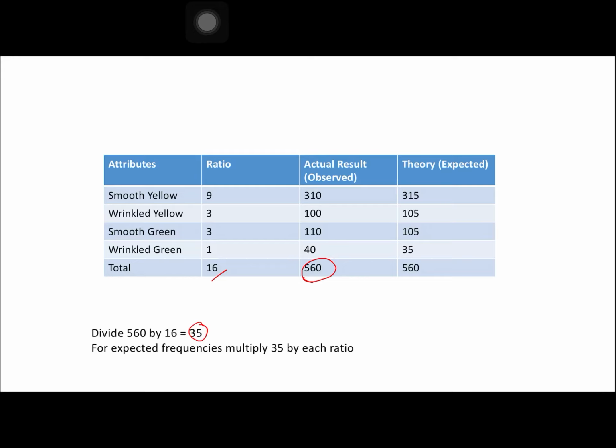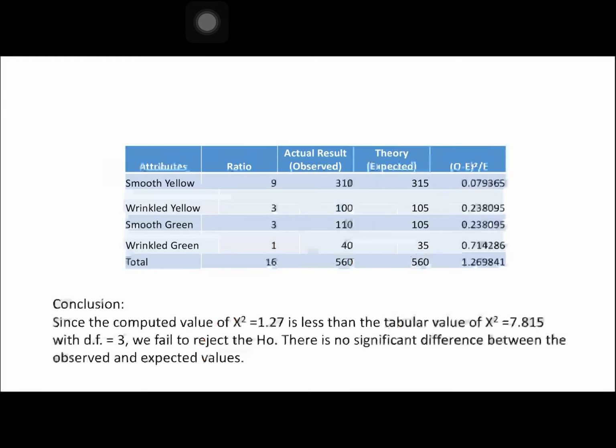35 times 9 is equal to 315. 35 times 3 is 105. Then 35 times 3 is 105. 1 times 35 is 35. For a total of 560. Okay? So what is the next thing to do? We need to get the difference between the observed and the theory or the expected frequency or expected value. And then, we need to square it divided by the expected values.